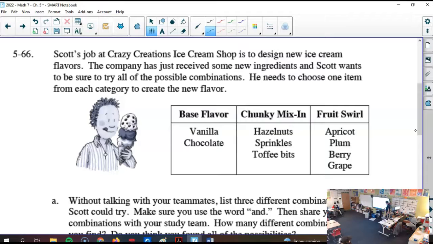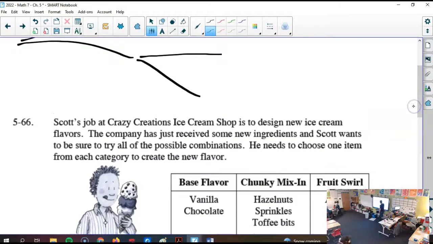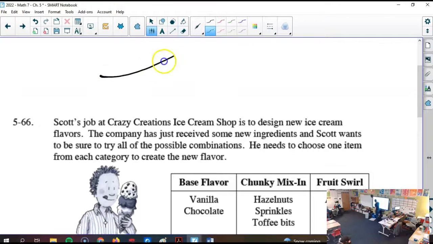So work with your team. The first thing you're going to do is split for the ice cream flavor, right? So the first thing we're going to do is split and probably label it. For vanilla and chocolate, what might you use? V and C. So that's how your tree diagram is going to start.